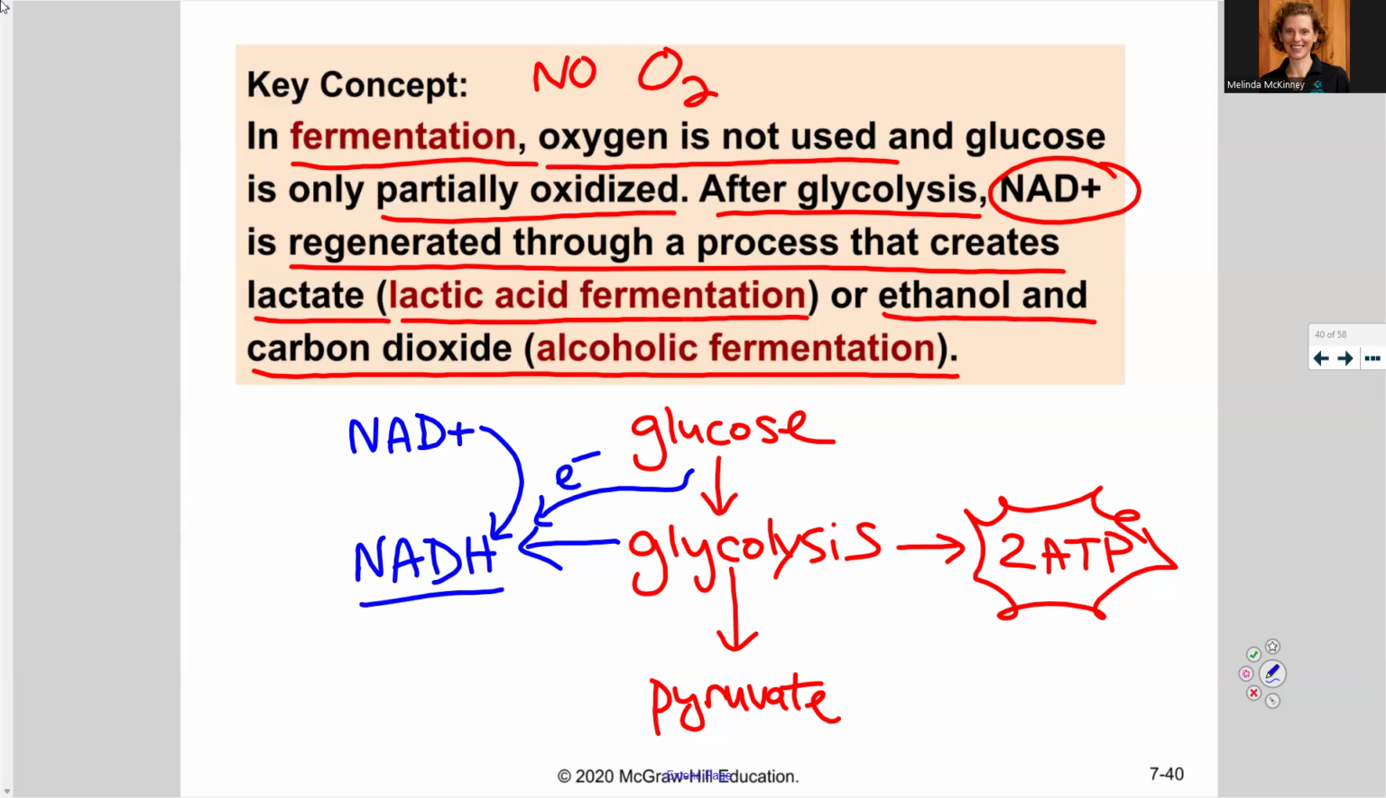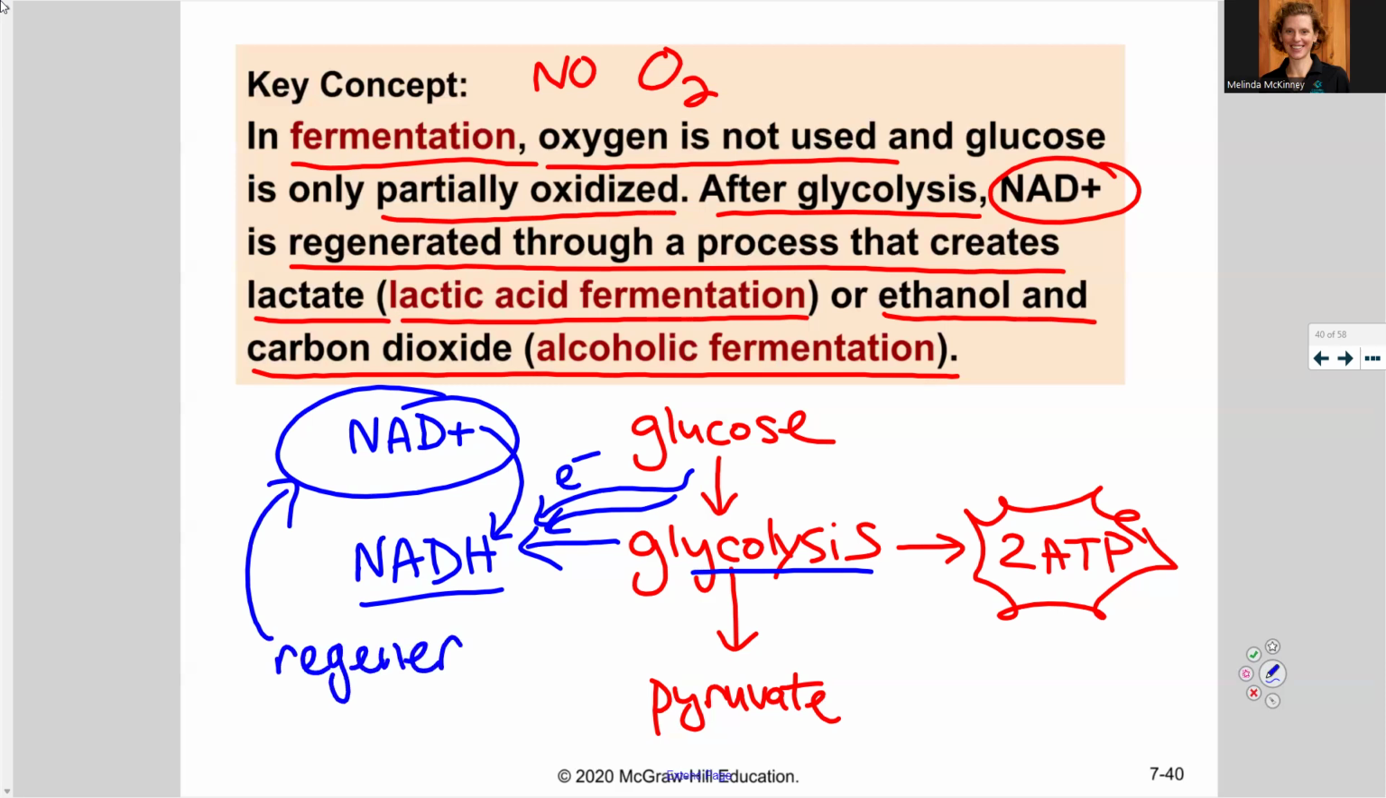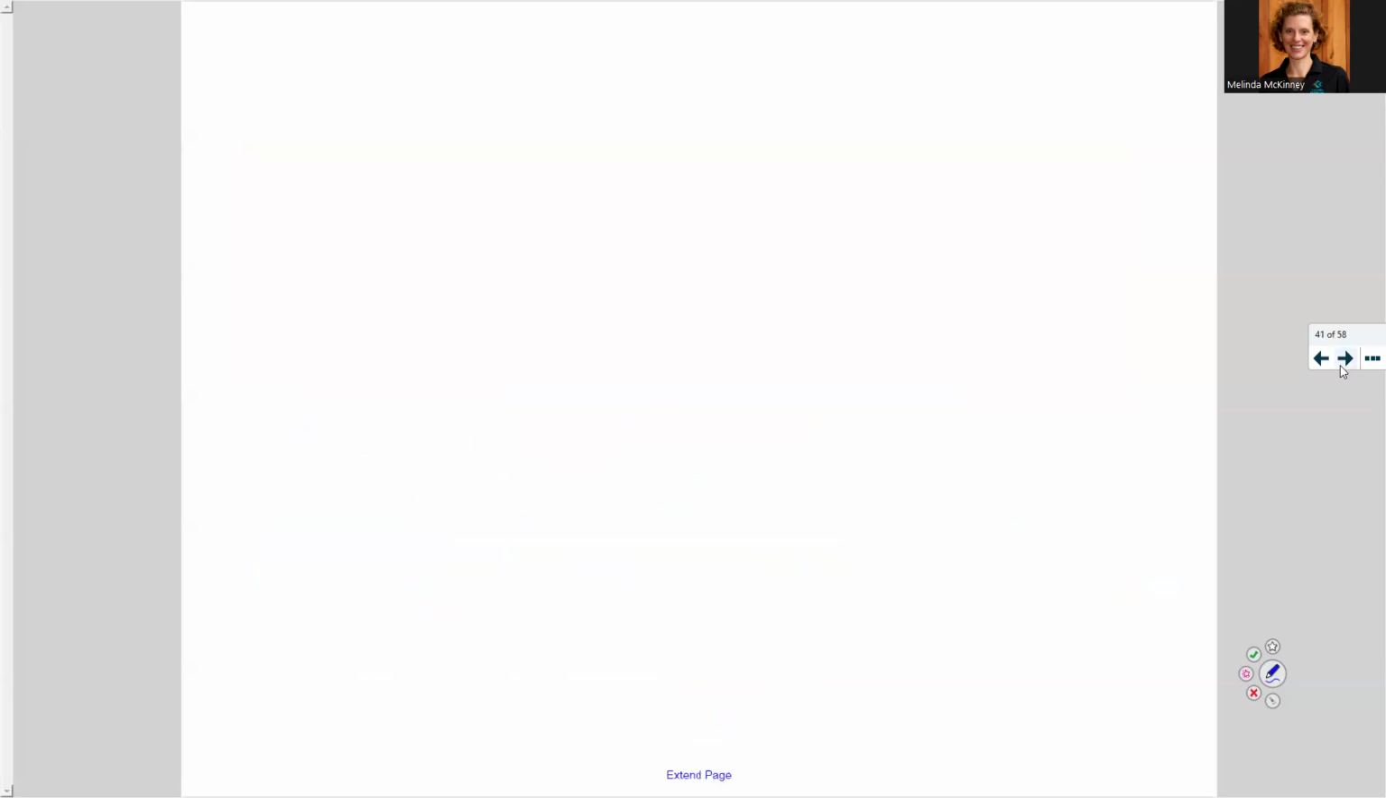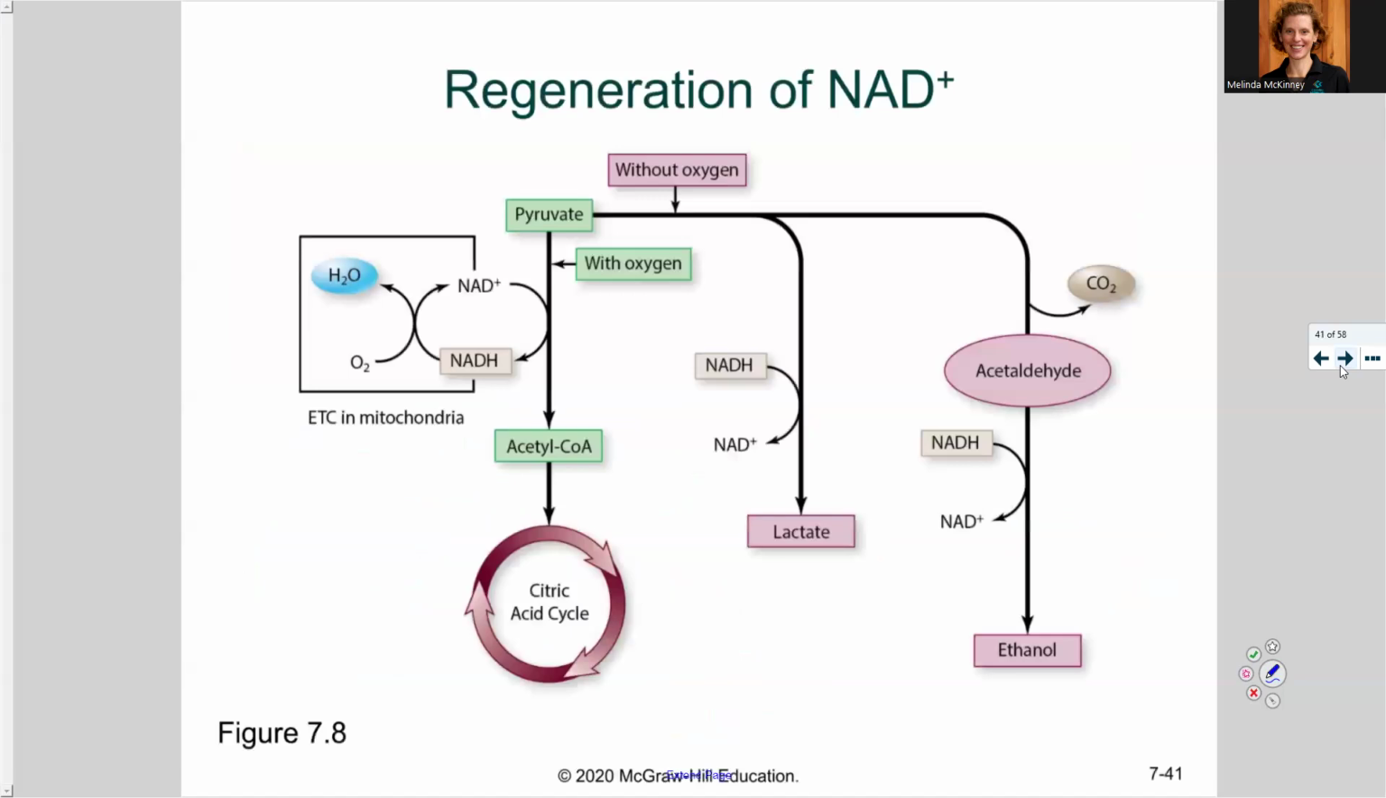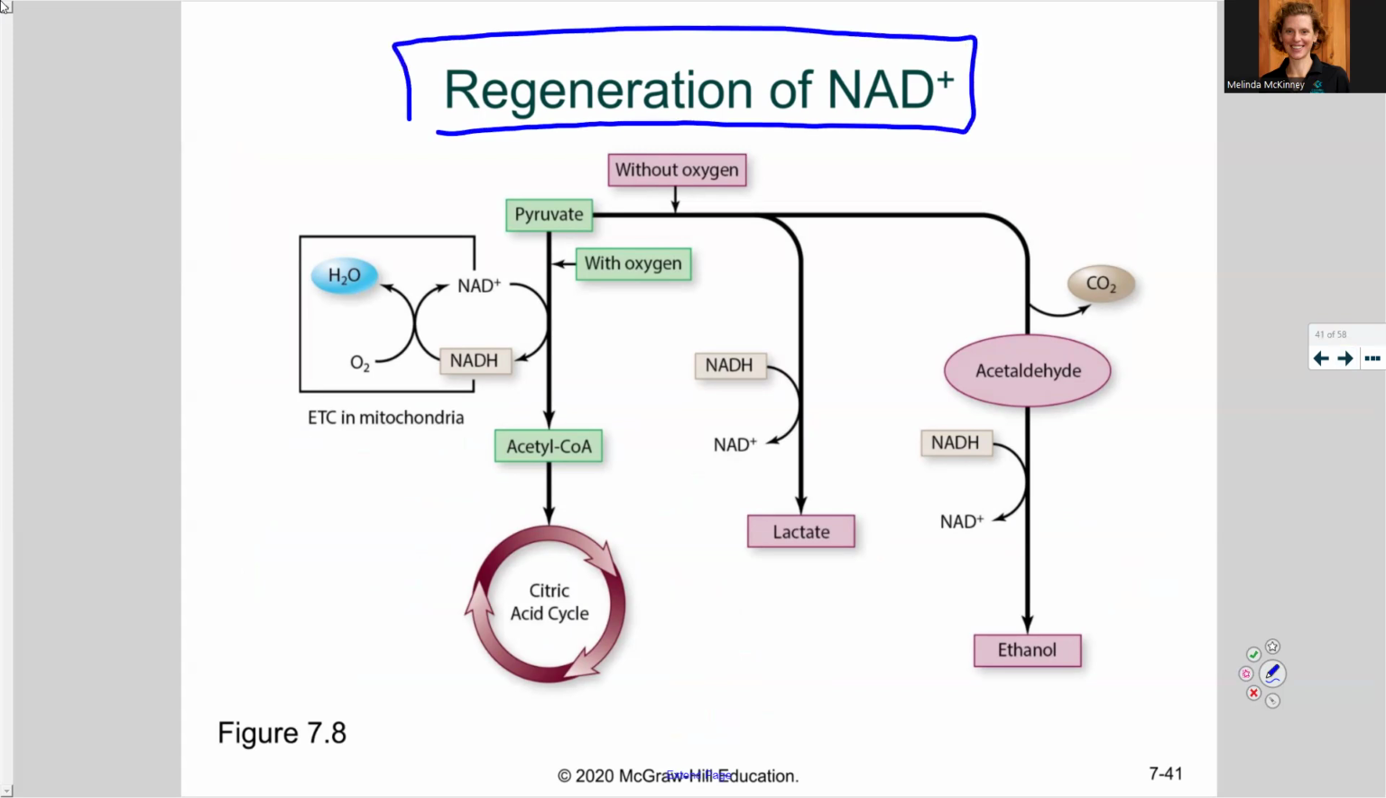However, glycolysis cannot continue. It can't keep running unless it has more NAD plus to take these electrons. So fermentation is a way to regenerate the NAD plus, and it allows glycolysis to keep going. All right. So visually looking at this, again, it's the regeneration of the electron carrier that is required for glycolysis to continue. So this is without oxygen, right?